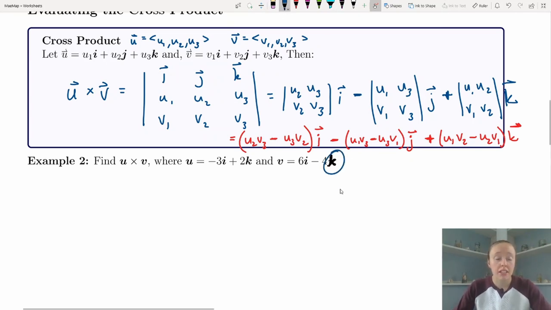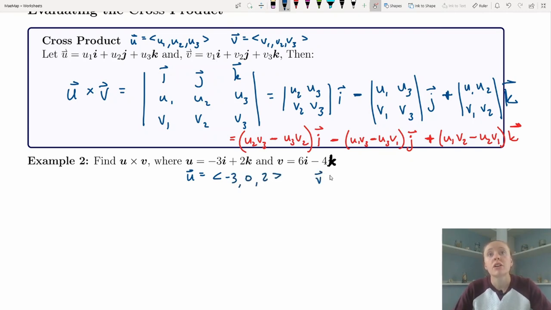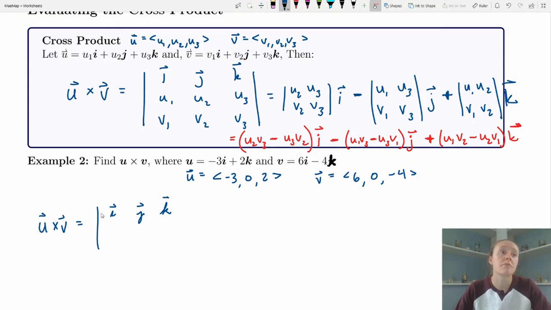There was a typo, so I had to adjust it, but I'll fix it on the worksheet once I post it. So writing out vector u in vector notation, we'll get negative 3, 0, 2, and vector v will be 6, 0, negative 4. So if I'm doing the cross product u cross v, let's set it up. I'll have i, j, k, and lots of times I'll write those in cursive just to help me remember that those are vectors. And then u goes first, so that'll be negative 3, 0, 2, and then v is 6, 0, negative 4.